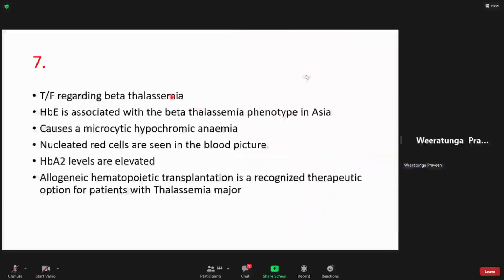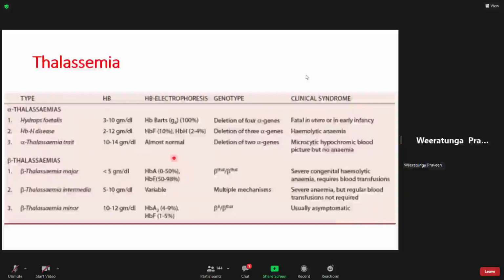Right. Now thalassemia is a pediatric topic. Yeah, so I'm not going to go into detail about thalassemia.